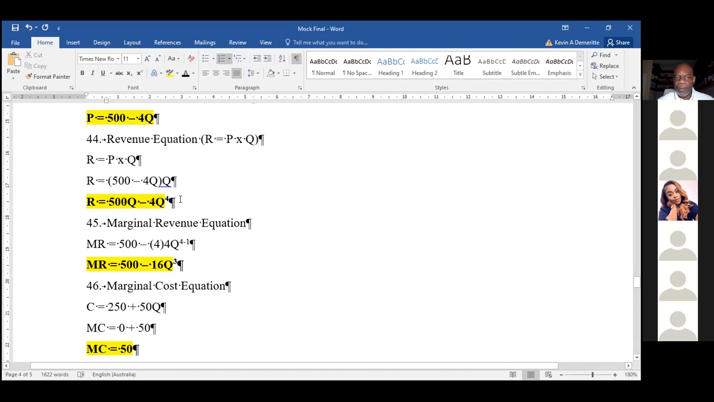The rule says you bring down the power. So you brought down the 4 and you subtract 1 from the original power. 4 minus 1, that's how we got to 3. 4 times 4 is 16. 4 minus 1 is 3. Follow? Yeah, okay. Let me erase that. And so we get back to our original work.